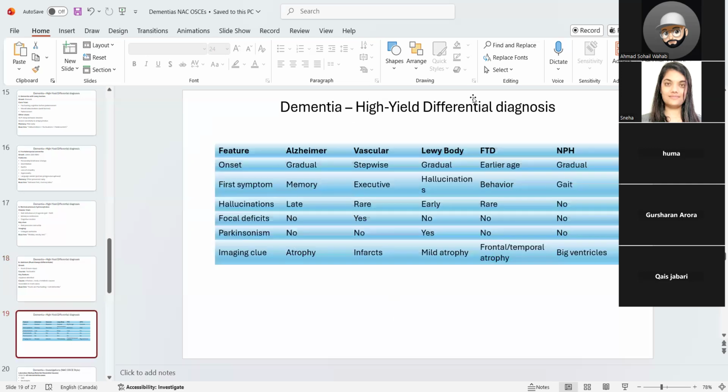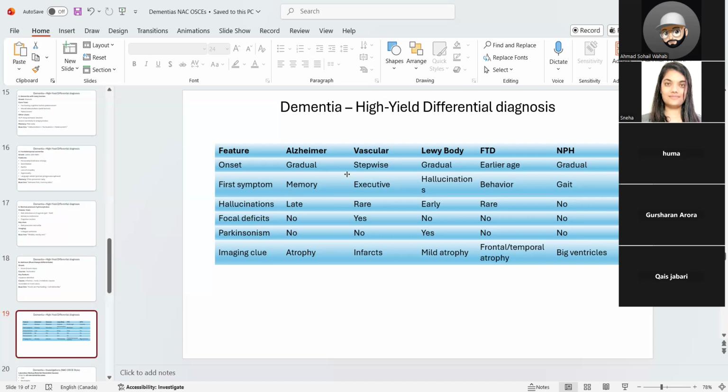Here we have a table for differentiating the different types of dementia. For Alzheimer's, onset is gradual. First symptom usually is memory concern or short-term memory. Hallucinations can occur in very late stage. Focal deficits are not present. Parkinsonism is not present. Imaging clue: atrophy of cerebral cortex.